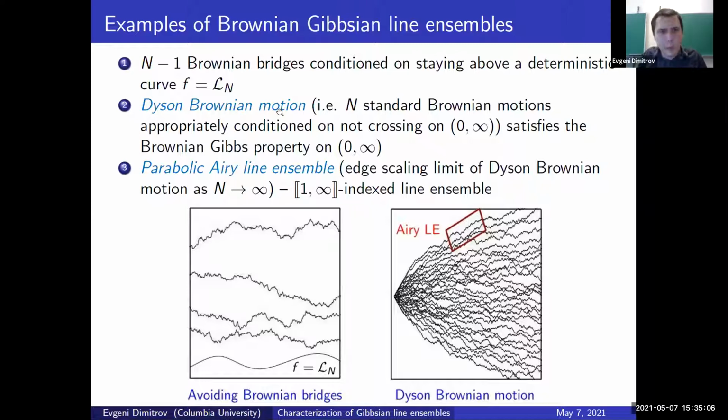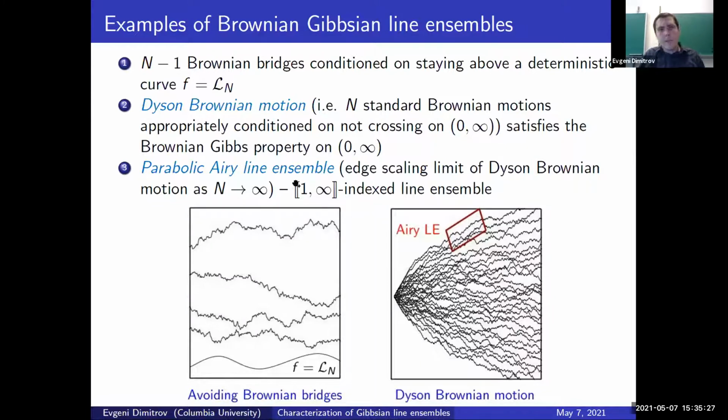A more complicated example is given by Dyson Brownian motion. I'll just remind you that Dyson Brownian motion is just a collection of n standard Brownian motions that are all started from the origin, but are appropriately conditioned to never cross for all positive time. And this is another example of a line ensemble that satisfies this Brownian Gibbs property.